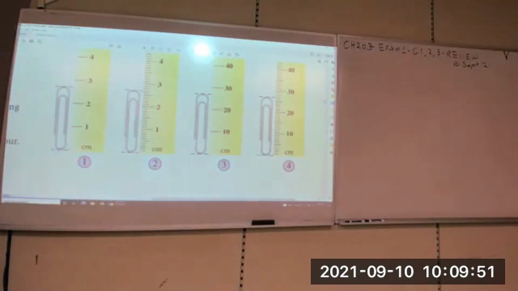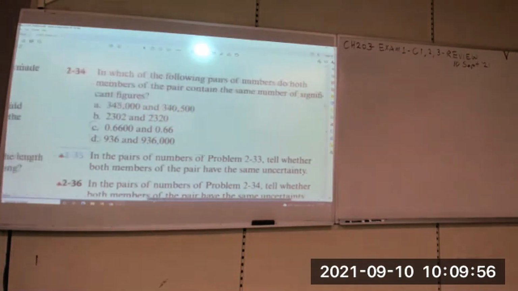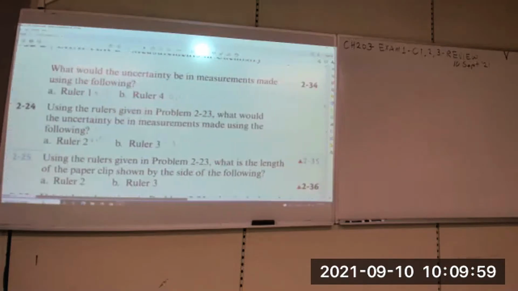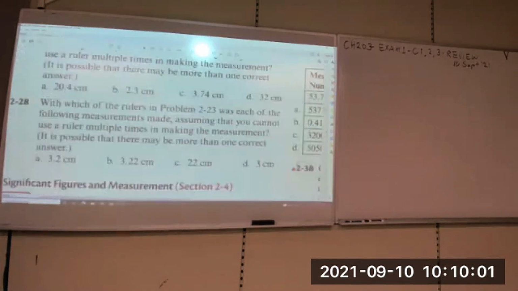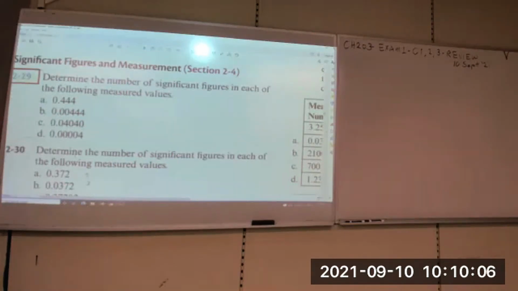Okay. Any others? Let's see. I'm on a new page, so I'm going to go left. 29. Number of significant figures. Anybody have trouble doing those? Just use the rules, right? Yeah. If they're all non-zeros, they're all significant. And then you've got three types of zeros: on the left, captive in the middle, or on the right.